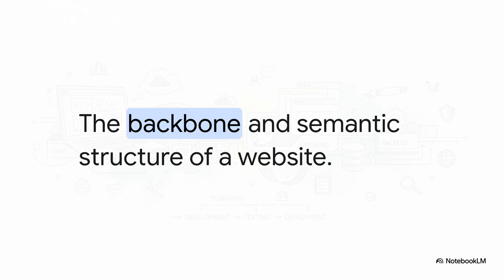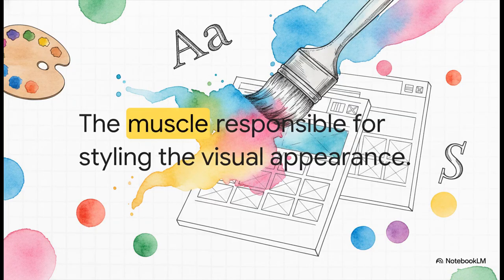Going back to our house analogy for a second, HTML provides the wooden frame. It creates the semantic structure of the site, organizing fundamental elements like your headings, paragraphs, images, and links into a proper logical layout. Okay, so once we have our HTML structure in place, we apply CSS, or cascading style sheets.